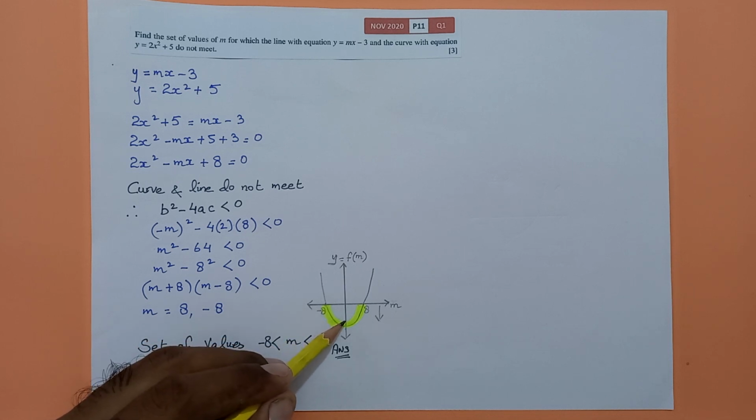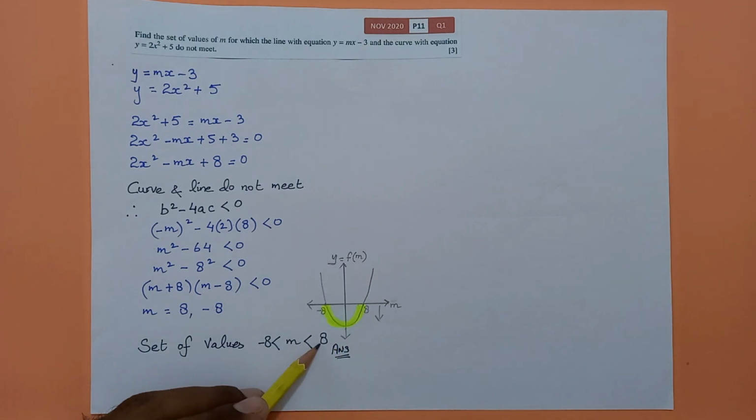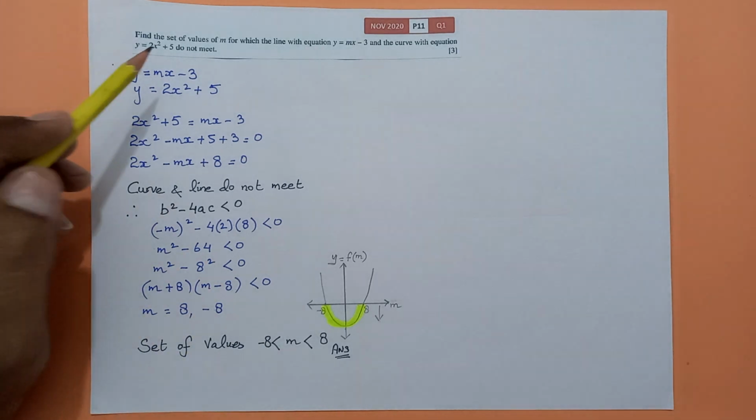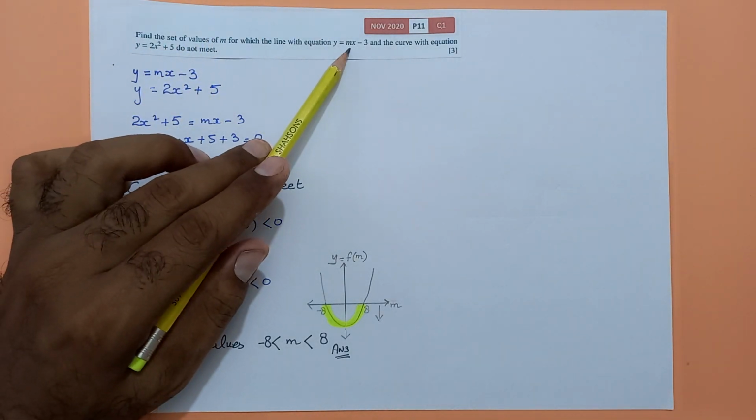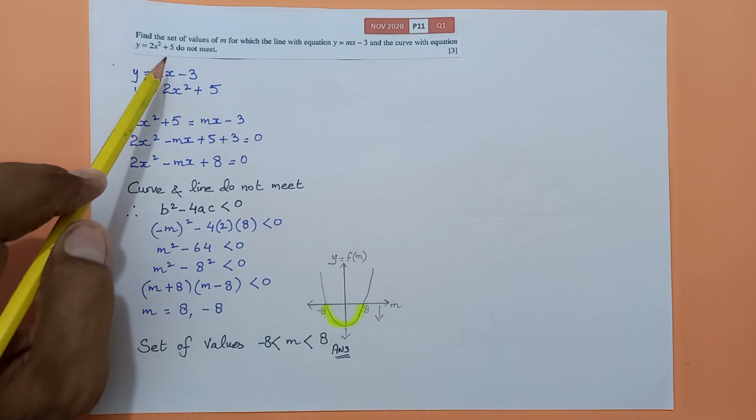So finally we can say that the set of values is m greater than negative 8 and less than 8. So these are basically the set of values. If we take these set of values and place it over here in this equation, definitely this line will never meet the curve.